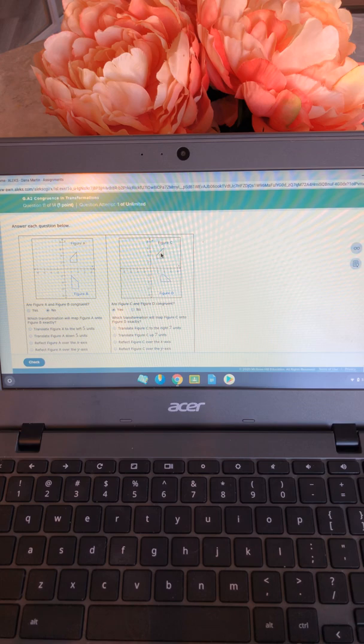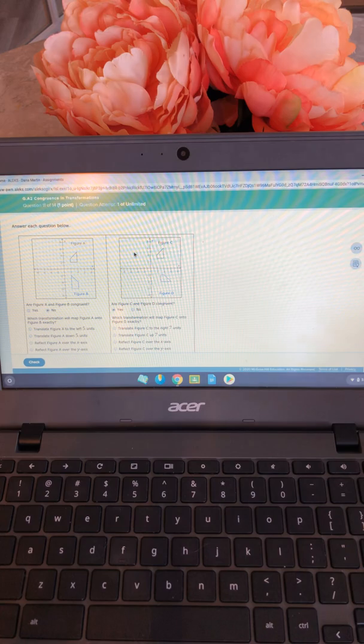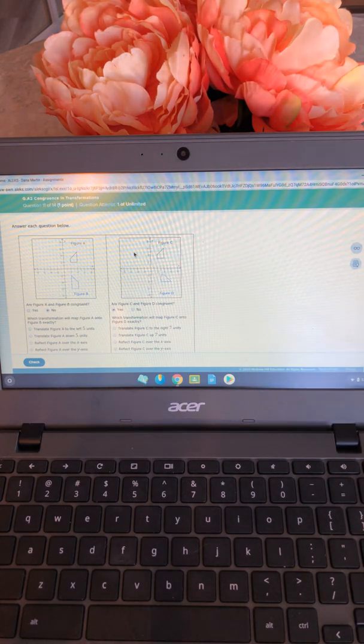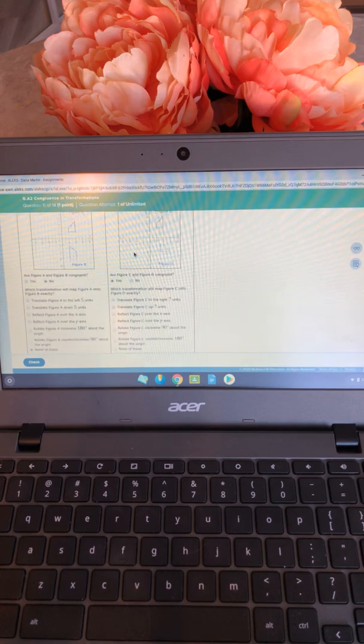No. So how about reflect C over the x-axis? Well, if I reflect it down, then this point up here is going to be pointing down. Right now, the point's going to the right, so that doesn't work. Reflect figure C over the y-axis. Well, no, because it ends up reflecting over there. So let me, okay. The next one, I have to kind of scroll down.